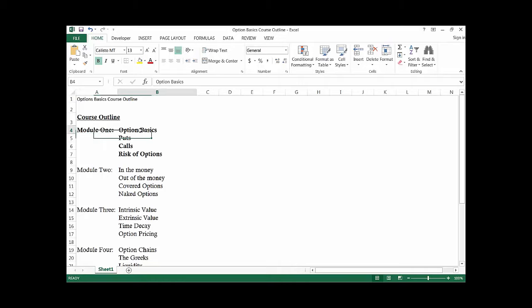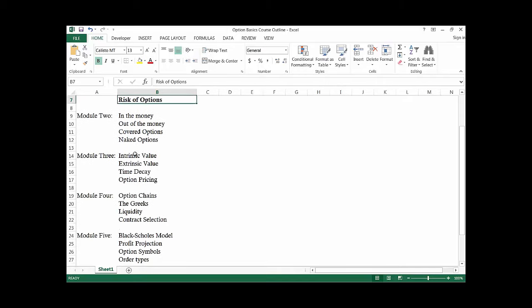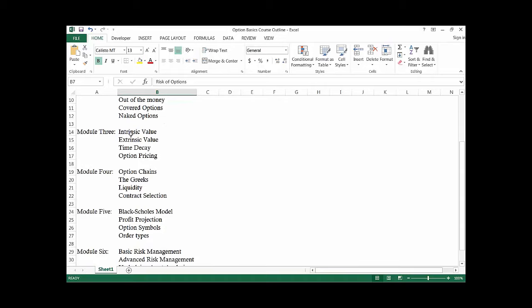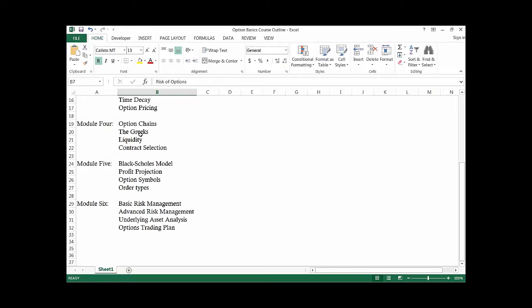So week 1, we just talk about what options are, the basics, what puts and calls are, and what the risks are. In module 2, we get into what in the money and out of the money mean, and what covered options and naked options are. In 3, intrinsic value, extrinsic value, time decay, and how option pricing is determined. These first 3 modules are really foundational. Then in 4, we really get into it and start talking about interpreting option chains, what the Greek values are, liquidity, and then contract selection. That really brings all that foundational material together. It's like, how do I pick the right option contract to trade with?